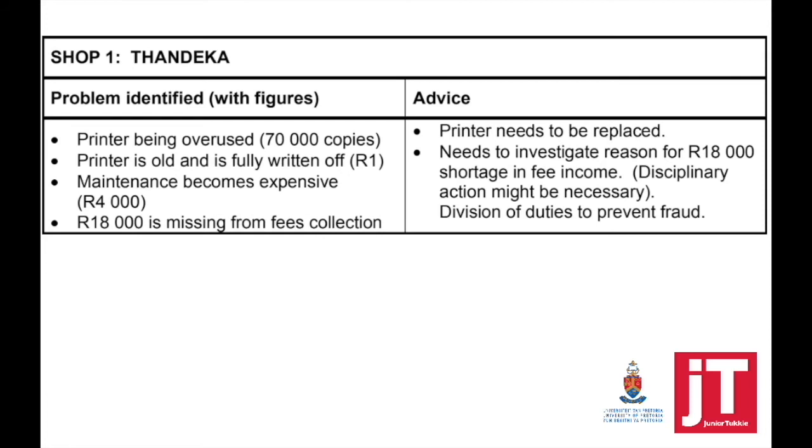Then the advice would be the printer will need to be replaced. And you will see later on, when we look at shop number 3 that's got a brand new printer, we can even swap printers. If I identify the problem as the 18,000 is missing, then your advice would be, we need to investigate why is that 18,000 missing. And then we need to take disciplinary action against this employee if that money is stolen. Then make sure we've got division of duties to prevent any fraud from happening.